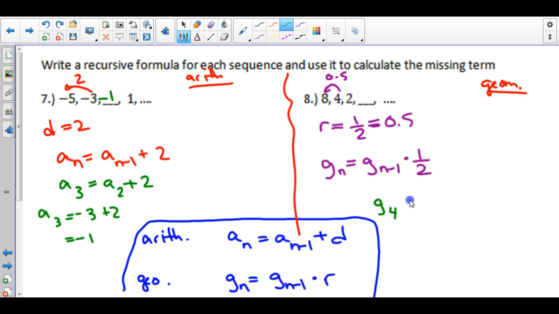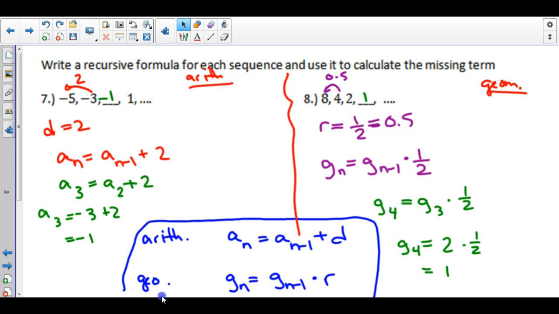So in order to find g sub 4, I need to take g sub 3 and just multiply by my common ratio, which is 1/2. So g_4 equals your third term, which is 2, times 1/2, which means that my fourth term is 1. So again, that was just a quick recap of recursive formulas and how you can use the recursive formulas to find a missing term. Hopefully this answers all questions.